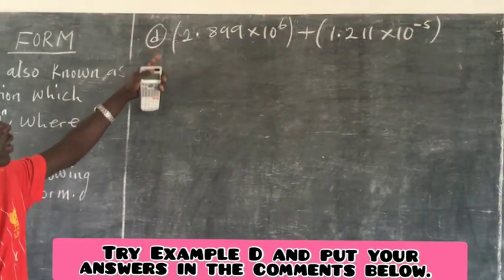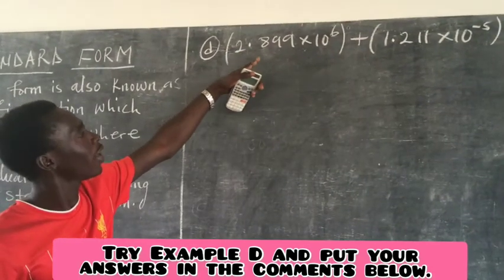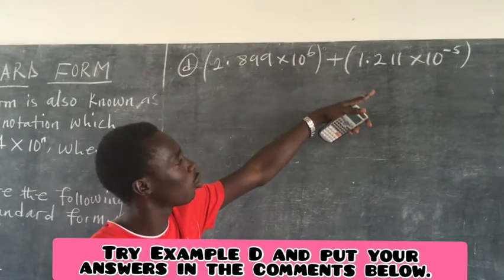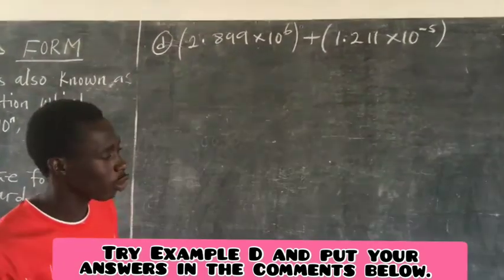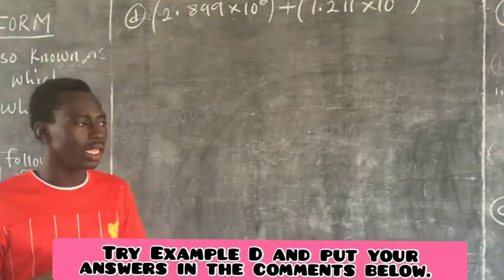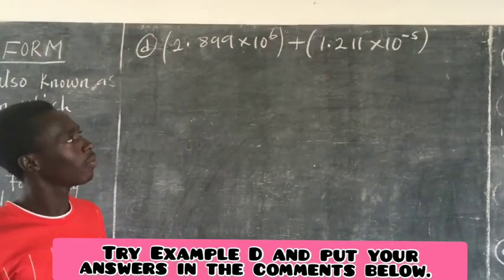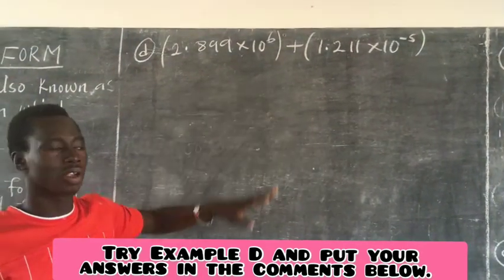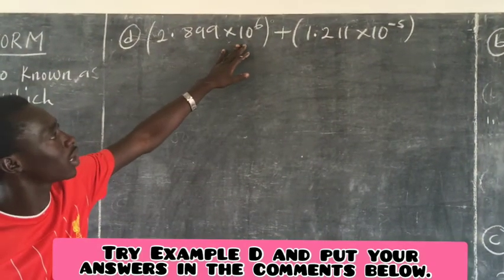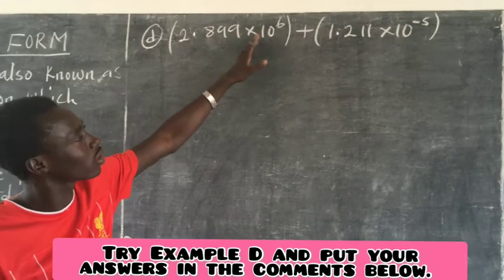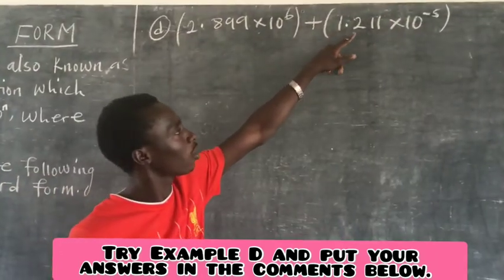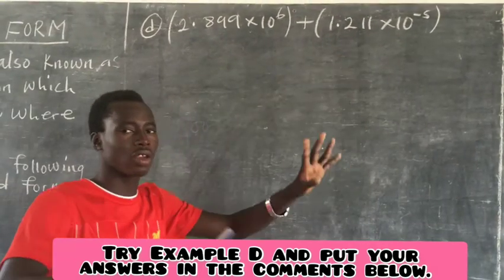Now sample D: 2.899 multiplied by 10 to the power 6 plus 1.211 exponent minus 5. Now I told you that addition and subtraction, when you are dealing with them in standard form, you have to take all the numbers given to be in ordinary form. Look at this. They give 2.899 exponent 6. Therefore, you have to take this to be in ordinary form, where you don't have any point. You have 1.211 exponent minus 5. You have to take it to ordinary form.